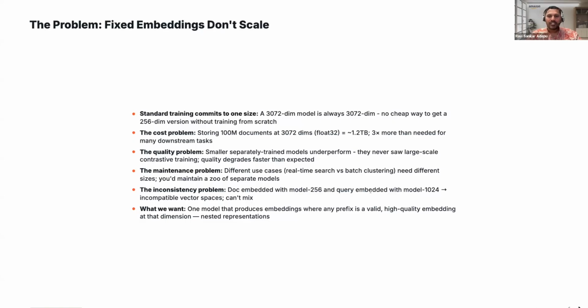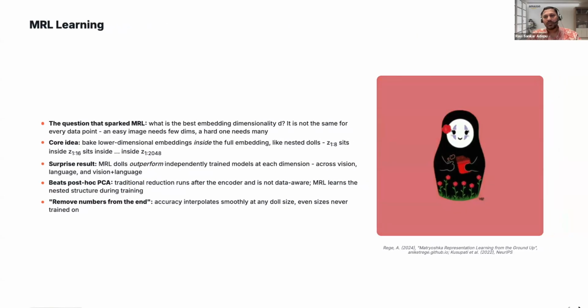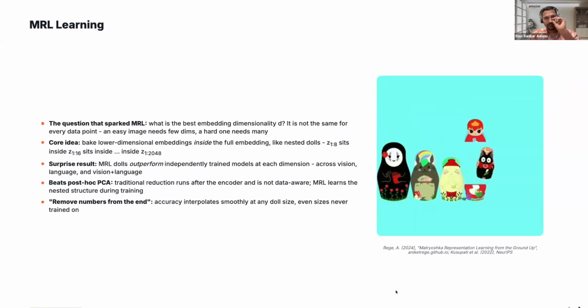What we really want is one model where you can just take the first 256 numbers or the first 512 numbers, and each of those is a perfectly good embedding on its own. That is nested representations. And that's exactly what Matryoshka gives us.